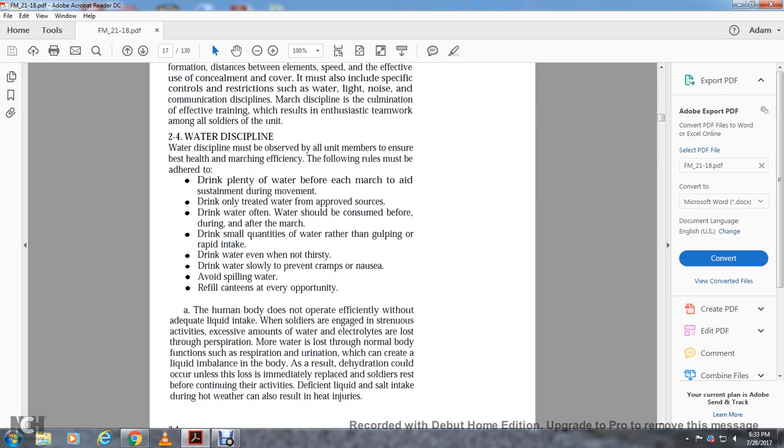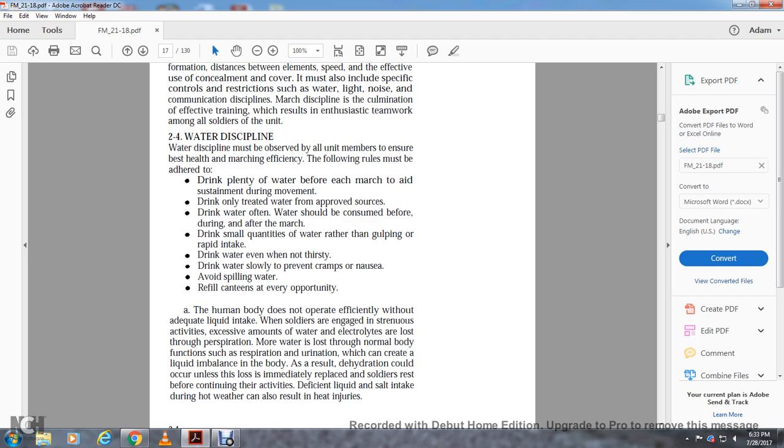Water discipline. Water discipline must be observed by all units to ensure the best health and marching efficiency. The following rules will be adhered to. Drink plenty of water before each march to aid in sustaining yourself during the movement. Drink only treated water from approved sources. Drink water often. Water should be consumed before, during, and after the march. Drink small quantities of water rather than gulping rapid intake. Drink water even though not thirsty. Drink water slowly to prevent cramps and nausea. Avoid spilling water, and refill canteens at every opportunity.